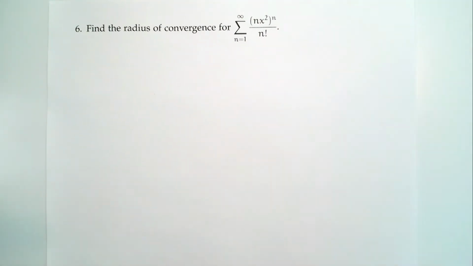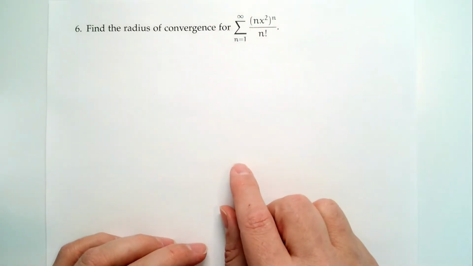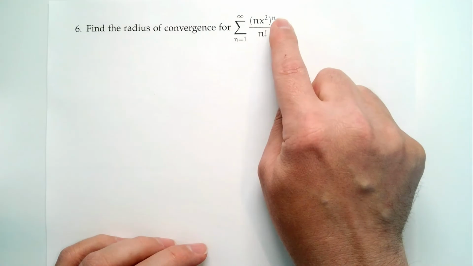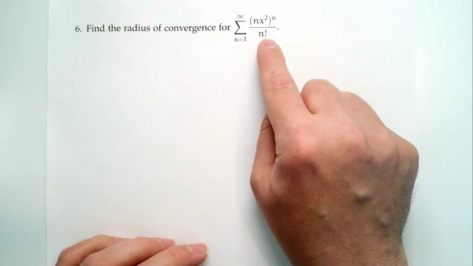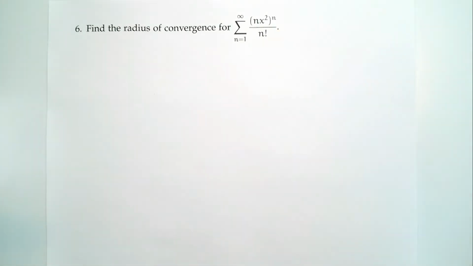Okay, number 6. Find the radius of convergence for the sum of n x squared to the n over n factorial, where we go from 1 to infinity. Now you might say, I see an nth power, that should be a root test. Wait a second, I see a factorial, that should be a ratio test. Well, what's the right test? The answer is, it's going to be a ratio test.